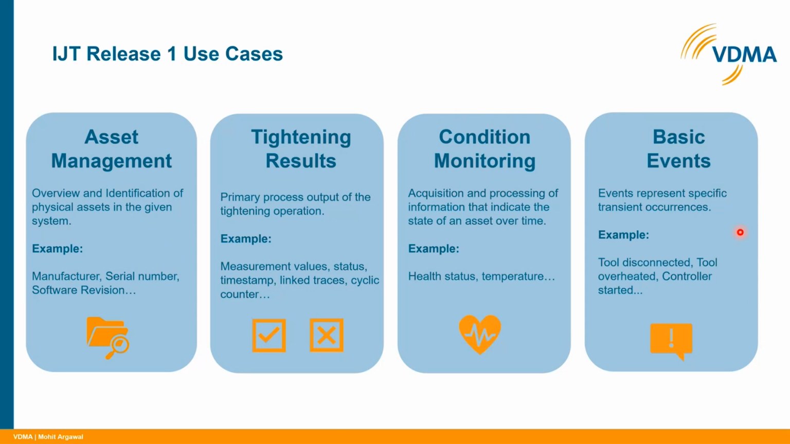The third and fourth use cases, condition monitoring and basic events, we covered only to a minimal extent when we did the first version. So what is condition monitoring? Getting to know the health of the device, like temperature, device health, etc. And for basic event, we just defined a simple event with a string placeholder. So these were the use cases which were covered in the October 2021 release. But then we had more use cases to make it useful to the industry. How did we solve that?